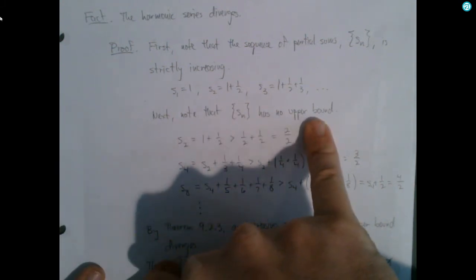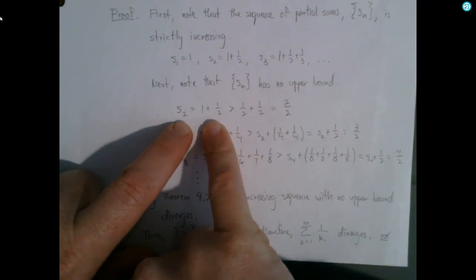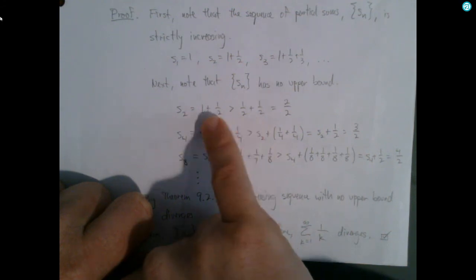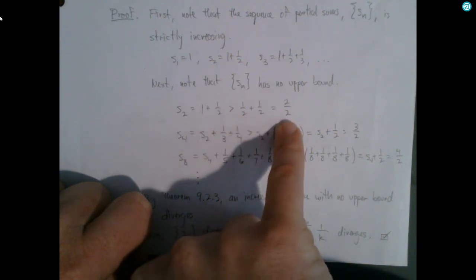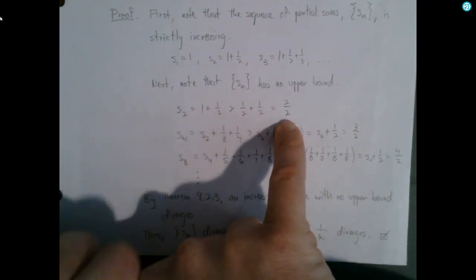Now, this fact is a little bit more difficult to see, but let me show you why this has no upper bound, okay? So notice that S2 is 1 plus 1/2. That's greater than 1/2 plus 1/2, and you might think, well, why do I care about that? But you'll see the pattern here in a second. So this is greater than 1/2 plus 1/2, which equals 2/2. So S2, whatever S2 is, it's bigger than 2/2.